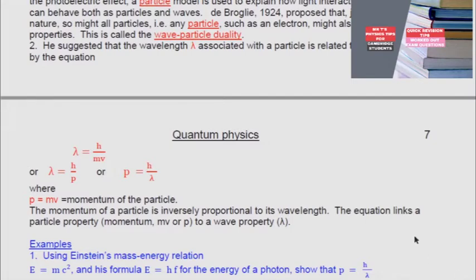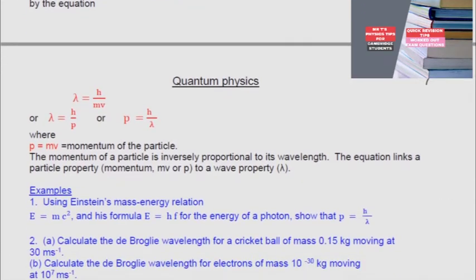Now, this comes directly from E is equal to mc squared, that is Einstein's equation, equating that to hf. So mc squared is equal to hf. It has to come down to this value there. Please do work it out and let me know in the comments whether you managed to do it.